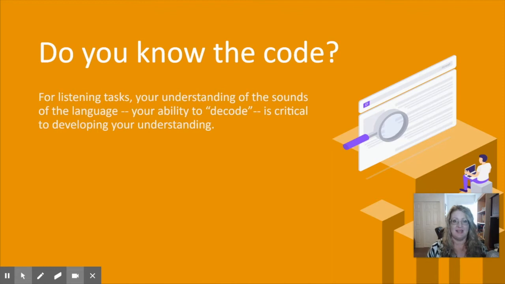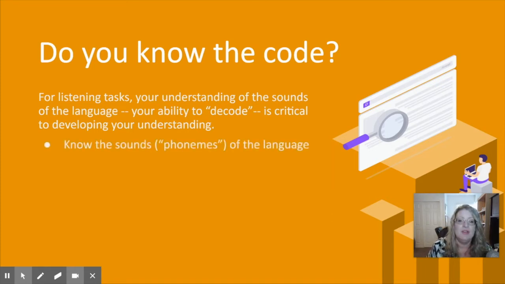For listening tasks, your understanding of the sounds of the language is critical. You have to know the code of the language, the code that transforms the written word into the spoken word. That is your ability to decode as you read, right? If you thought about yourself reading out loud, how close would you sound to a native speaker? Not just in terms of your pronunciation of isolated words, but also your intonation, kind of the musicality of the language as you go from sentence to sentence. Knowing the sounds of the language actually will improve your listening comprehension a great deal.